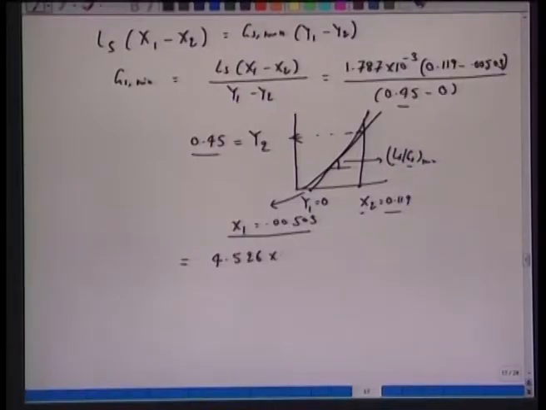as 4.526 times 10 to the power minus 4 kilomole per second of steam. This is the minimum amount of steam required. Here, of course, the driving force will become 0. Again, we said in the last class that either it's done graphically or it's done numerically.